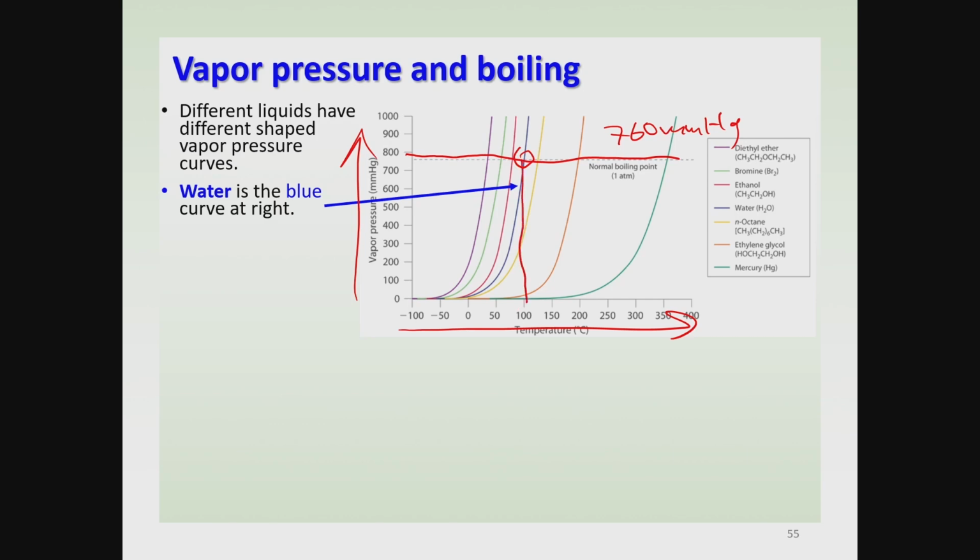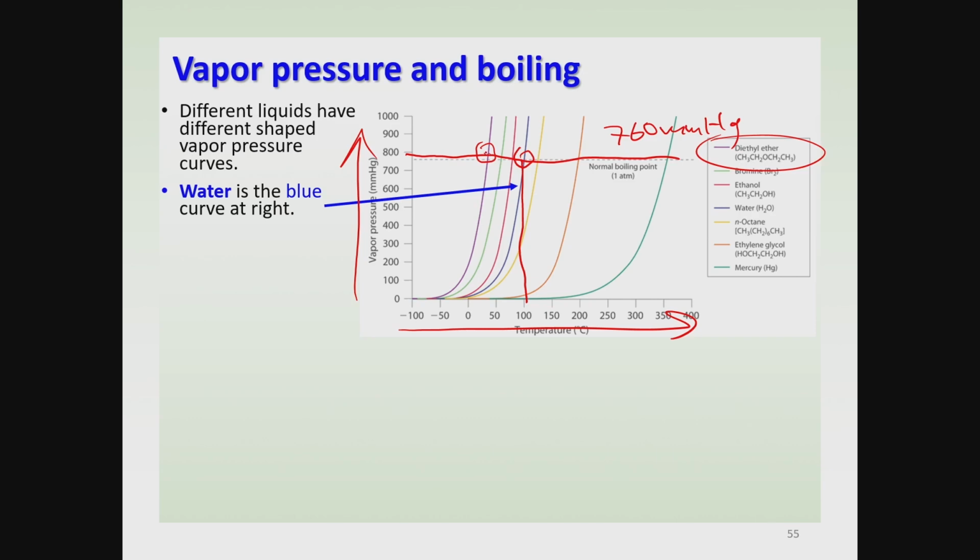But you can see, for example, there are liquids that boil at a lower temperature than water, and liquids that boil at a higher temperature. For example, a liquid that boils at a lower temperature than water is this one here, diethyl ether. Its curve is in purple. It's right here, and you can see the shape of its vapor pressure curve is steeper, such that it will get to 760 millimeters of mercury, which is atmospheric pressure, at a much lower temperature.